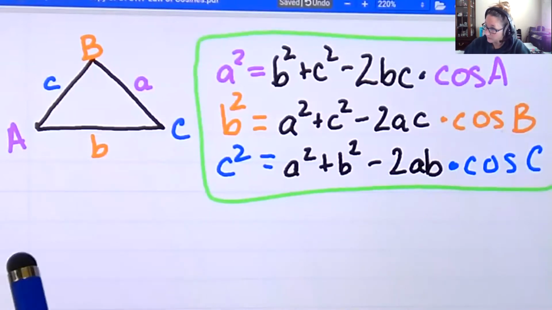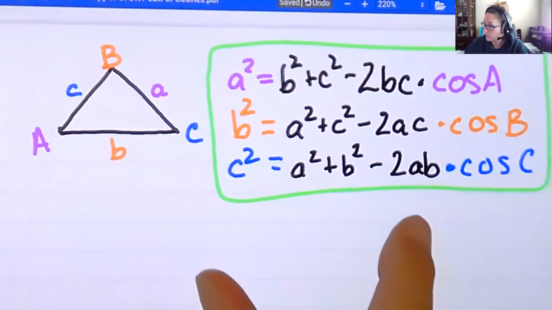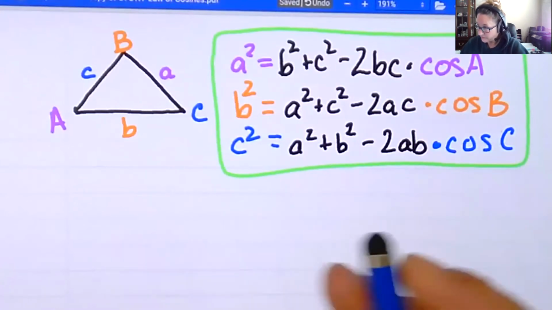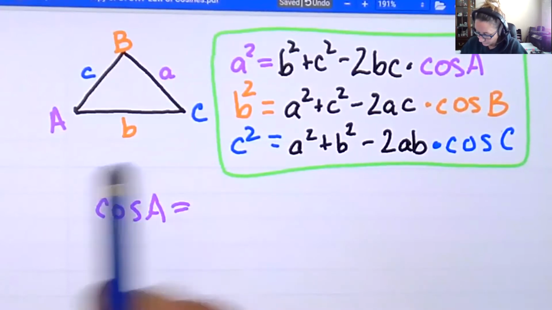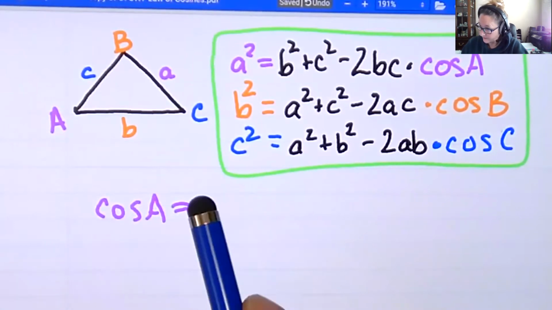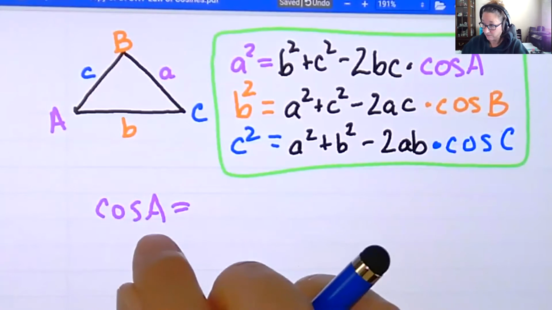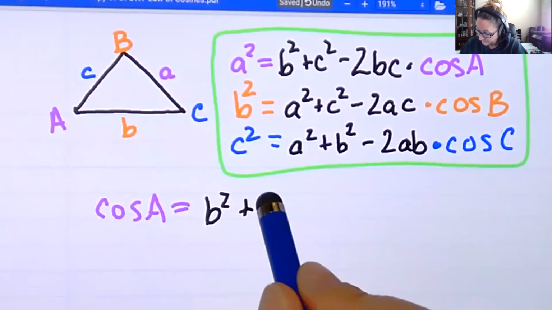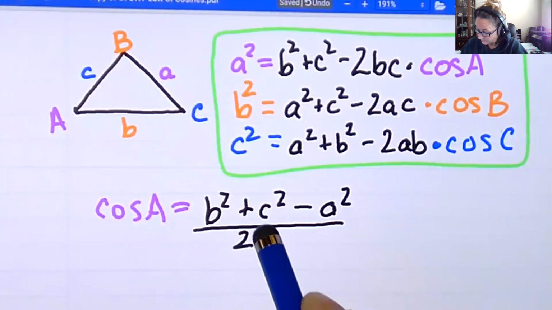Okay, so let me color code again. If I'm dealing with A, and this time I'm trying to find the angle, I could use these formulas, or so I don't have to do solving, I could use the following. Cosine of A is equal to, and what I'm going to do is have not A, the other two sides, B and C: B squared plus C squared, minus the A squared, over 2 times B times C.